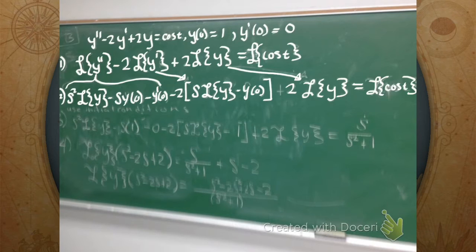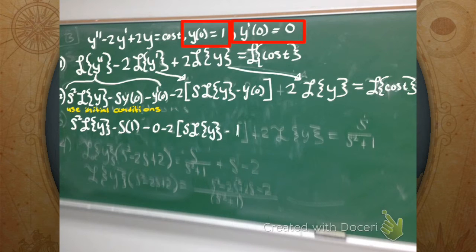Now we're going to go into our s world. Now we're going to use our initial conditions. That's what they gave us up here. They gave us that y of 0 is 1, and y prime of 0 is 0. So, everywhere I see a y of 0, that's 1. That's why I put the 1 there. Then, y prime of 0 is 0, and I keep on keeping on in that same fashion. There I see a y of 0, so I put a 1, and that's plus 2 times the Laplace of y.